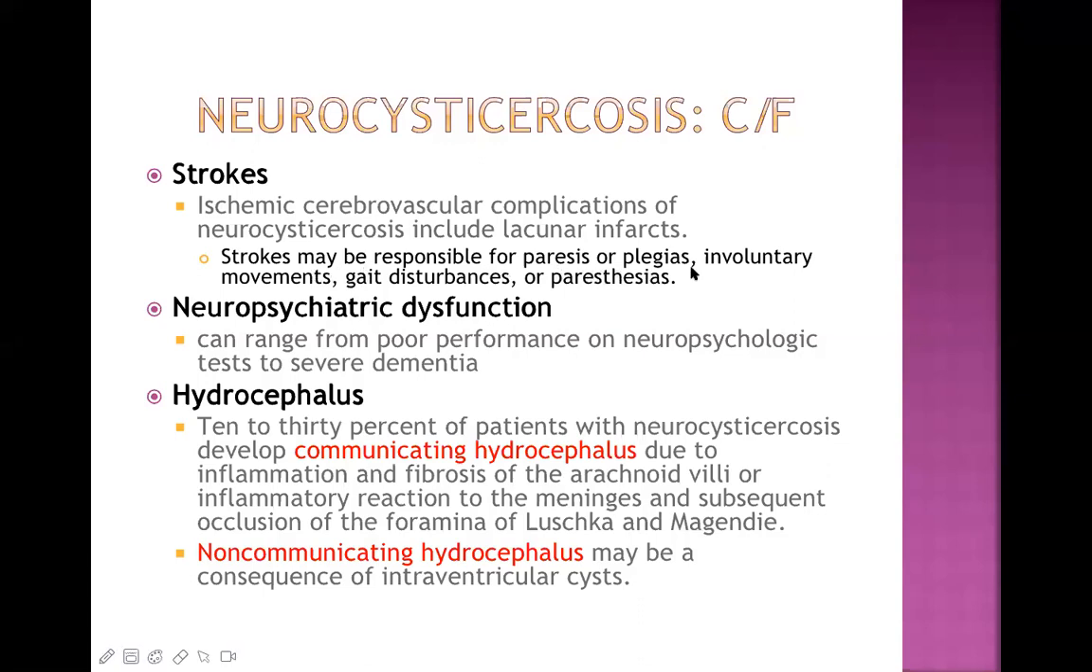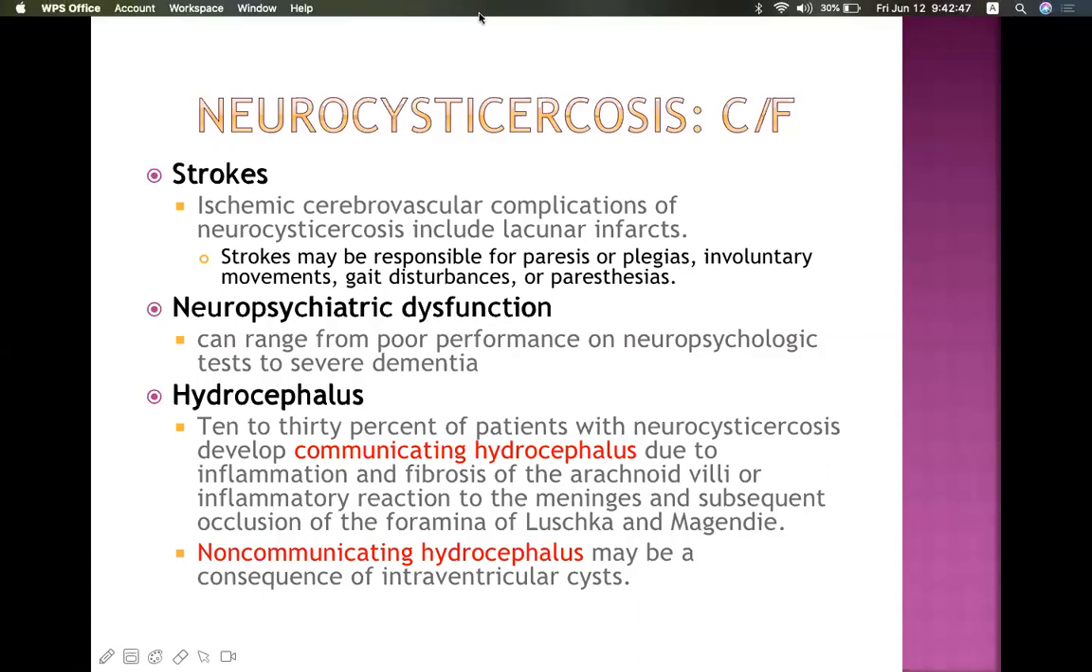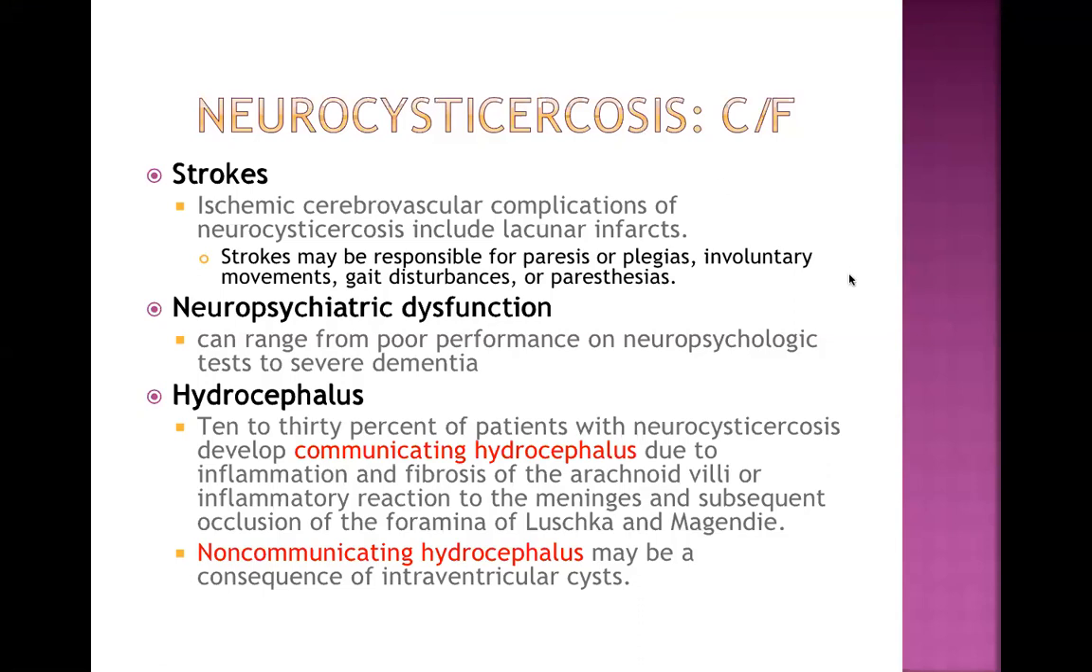These strokes may be responsible for paresis or plegia, involuntary movement, gait disturbances, or paresthesia. Now, let me explain this term for you. Paresis means partial weakness. Plegia means dense weakness. Now, partial weakness, okay? On the scale of 5, if the person is having 3 to 4 grade of weakness, we call that paresis. But if the person doesn't have any power at all, 0, 1 or 2, we call that plegia. This is from the examination of central nervous system. Involuntary movement may be there, okay? Gait disturbance may be there, especially if cerebellum is involved. And paresthesia means tingling and numbness sensation in the periphery. This is because of involvement of sensory nervous system.